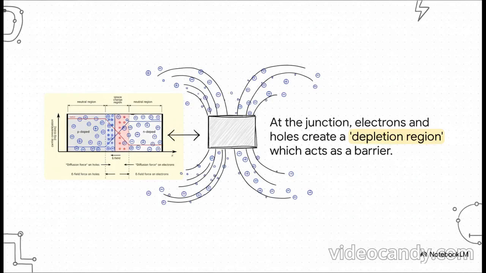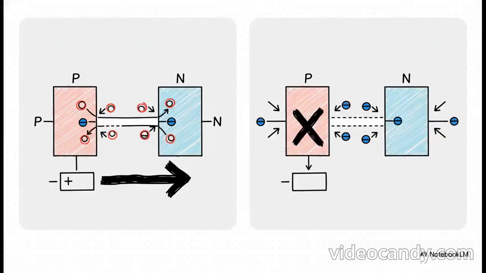But this creates a new problem. Right at the junction, you now have a thin layer with no free electrons and no holes. It's a neutral zone, called the depletion region, and it acts like a wall, stopping any more electrons from crossing. But here's the trick. We can control that wall. If we apply some voltage in just the right way, we call it forward bias, we can push the electrons and holes towards the wall, basically shrinking it down to nothing, and poof, current starts flowing.